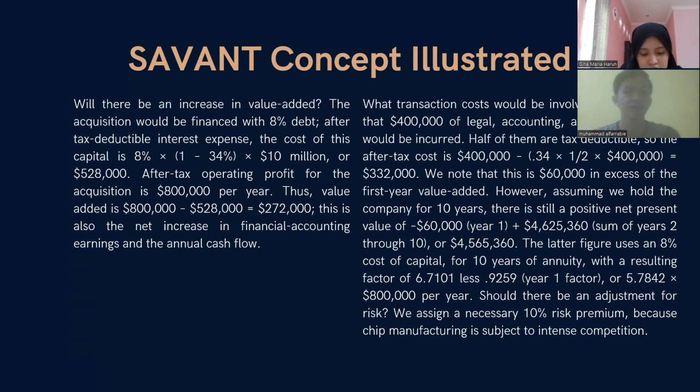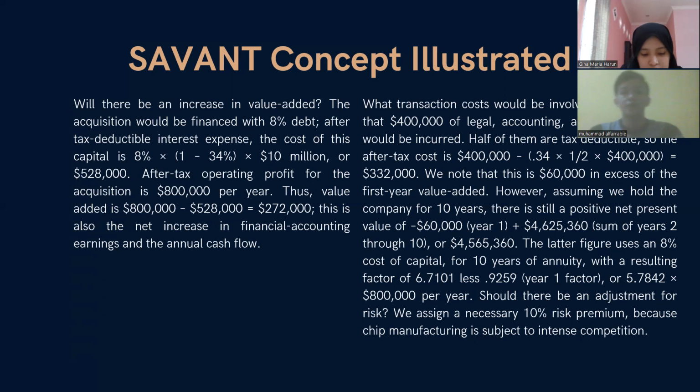Thus, value added is $800,000 minus $528,000, which equals $272,000. This is also the net increase in financial accounting earnings and the annual cash flow.